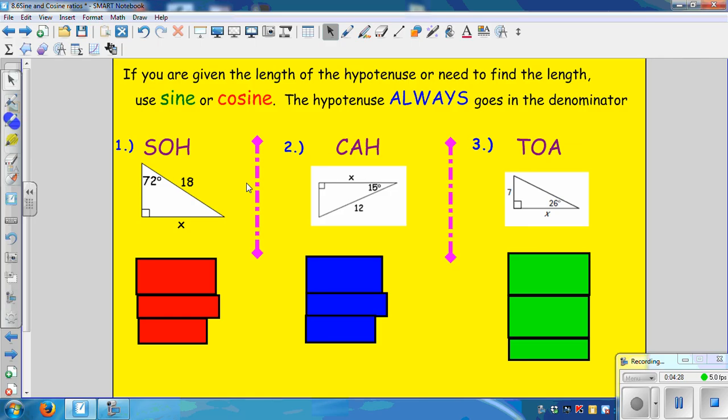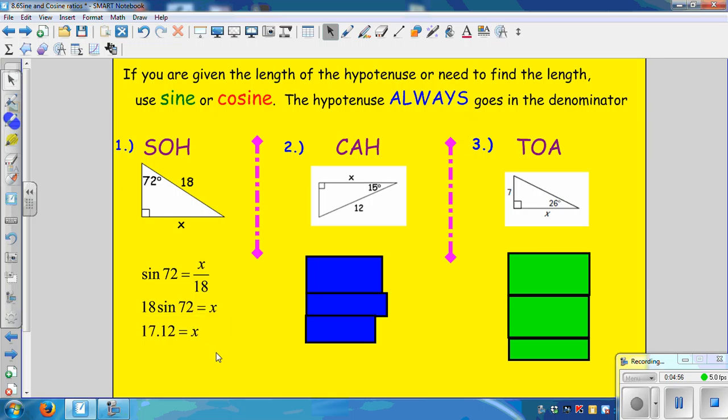Let's do some calculations. If you're given the length of a hypotenuse or need to find the length, use sine or cosine. The hypotenuse always goes in the denominator. So if I'm trying to find an unknown side, I always start with the angle relationship. This is the 72 degree angle and dealing with the opposite over the hypotenuse. That is sine. So the sine of 72 is going to be the opposite, which is x over 18. Multiply both sides by 18, and you get 17.12.